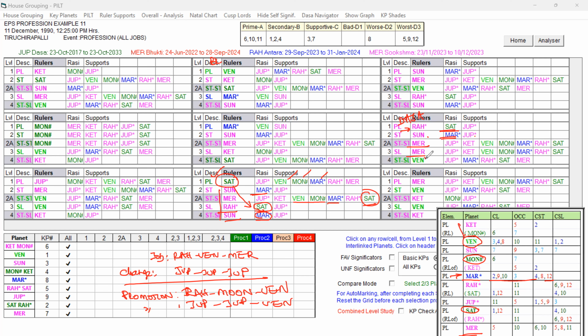Look at that, the star lord of the sub lord is Venus. That Venus is playing a role here, and you can see that Venus, Moon, Saturn are all playing a role, and also Mars in the 2A level and also in the sub level. The star lord of the sub lord also is playing a role. So the Dasa Lord's favorable key planets, Saturn, Venus, Moon and all, are playing, and Venus itself is playing one of the rulers. Right? So that way the Dasa Lord is having supportive key planets in support and also favorable key planets in support and also one of the rulers.